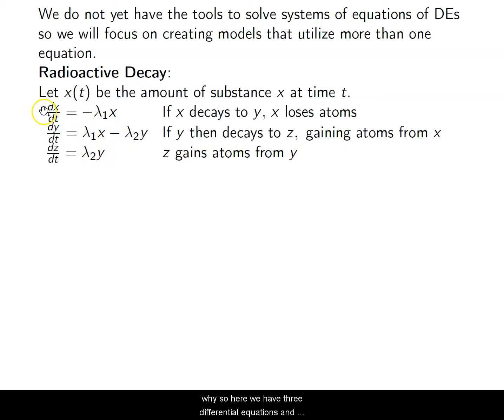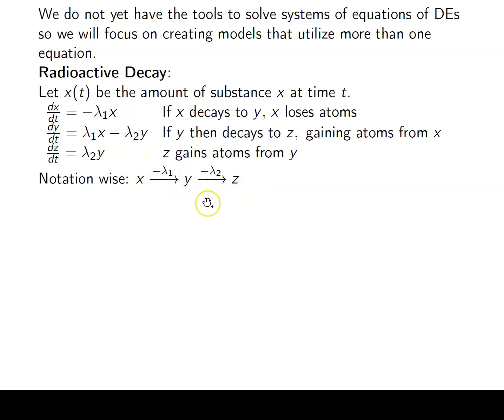So here we have three differential equations, and they're all related to each other, and they all model a single system, which is x decaying into y, decaying into z. We have a notation for that as well, right? So x decays into y and loses electrons at a rate of negative k, or with respect to the proportionality of negative lambda 1, and y decays into z, losing electrons with the proportionality constant negative lambda 2. Okay, so that would be the notation for that.